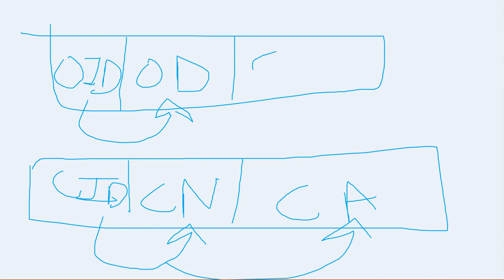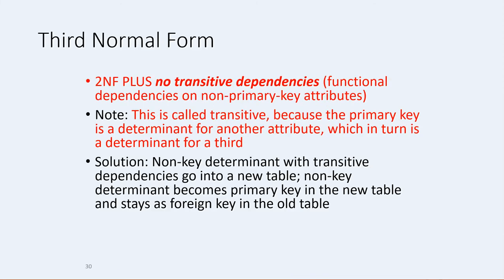What is this for? This is for customer ID, because if you remember, customer ID is still driven by order ID, because if a certain customer has never placed an order, his ID will never be generated. And right here, this is where you see this. When you have this transitive dependency, non-key determinant becomes primary key in a new table.